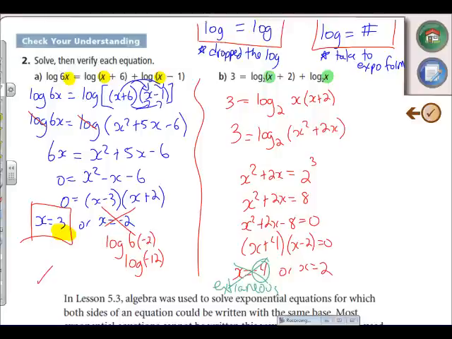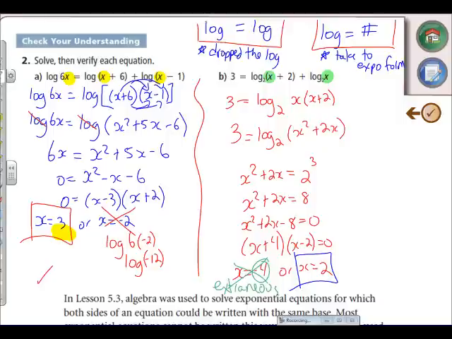Let's check out the 2. Log base 2, 2 plus 4, 2 plus 2, that's 4, log base 2 of 4, that's good. So I went and put it in there, that made it log of 4, no problem. Log of 2, no problem. This one's going to be good to go. So that will be our solution. X equals 2 is the solution.